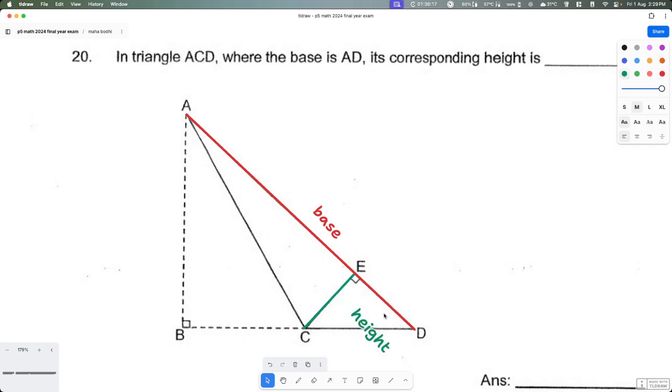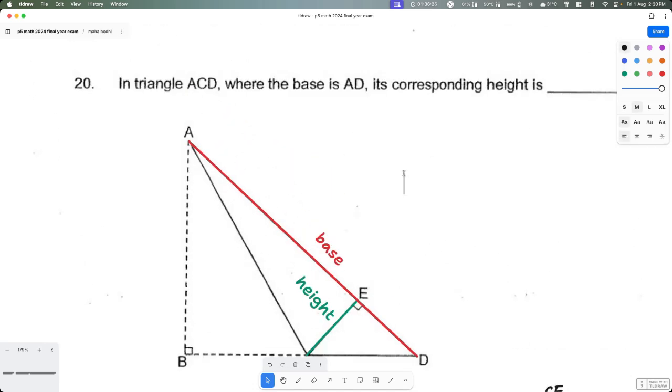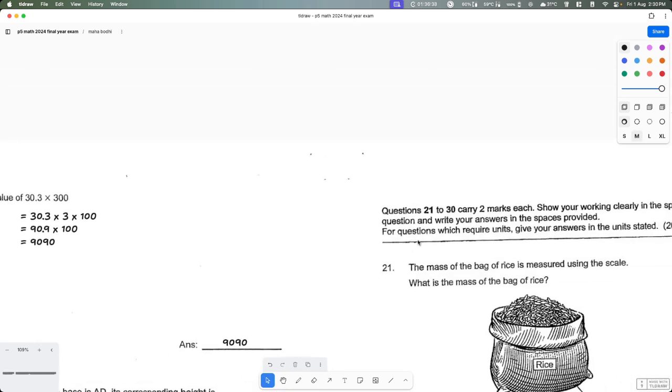I'm gonna put in green. Okay. So in this case, that means the height is CE. Okay. So in black, in this case, base, the height is perpendicular to the base. So I see over here. All right. Let's move on to the next question.